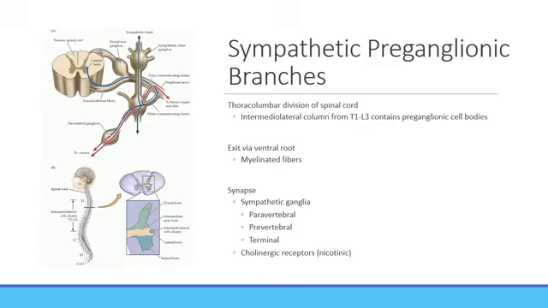So let's start with the sympathetic preganglionic branches. Once again, the sympathetic preganglionic branch is very short. It's going to synapse within the spinal cord and then come out, and the cell bodies collect along the spinal cord, specifically from the thoracolumbar sections.